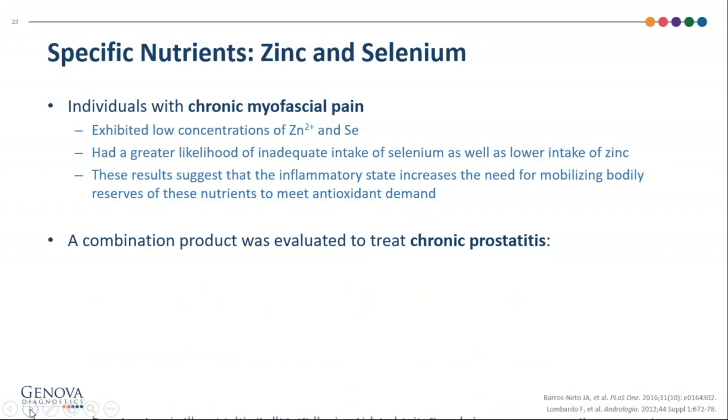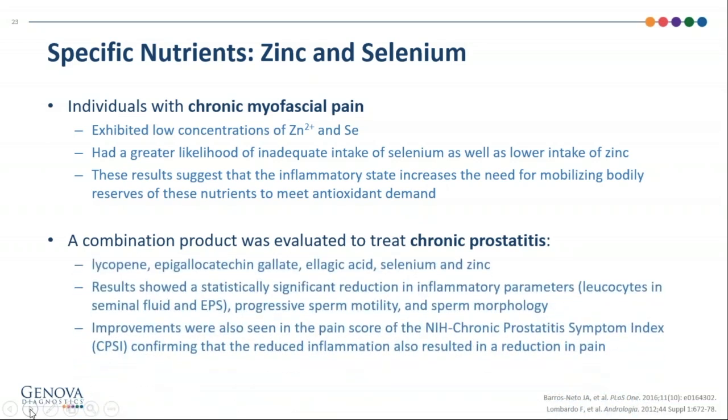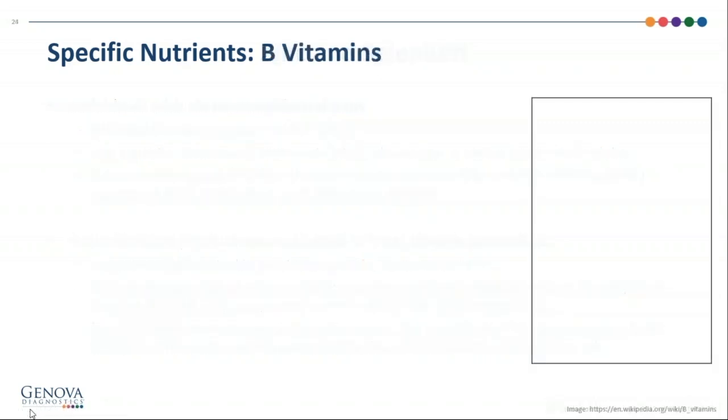This was a combination product, and what's amazing about it is it was lycopene, EGCG from green tea, selenium, and zinc. So it wasn't a major anti-inflammatory, and yet it improved inflammatory parameters, improved progressive sperm motility and sperm morphology. So it wasn't necessarily an anti-inflammatory, but it was a combination of antioxidants. There was pain reduction in that study as well.